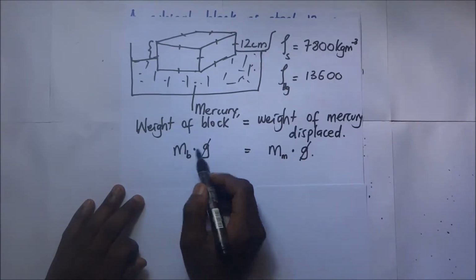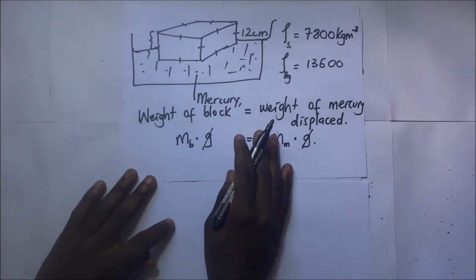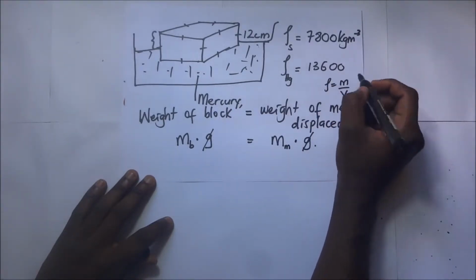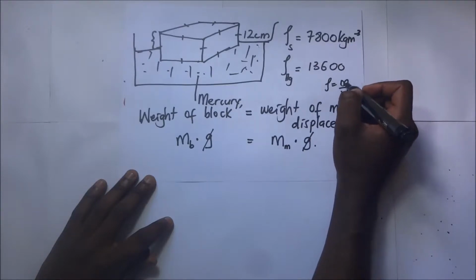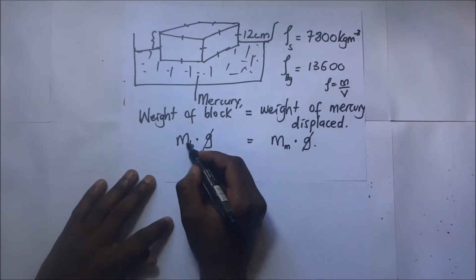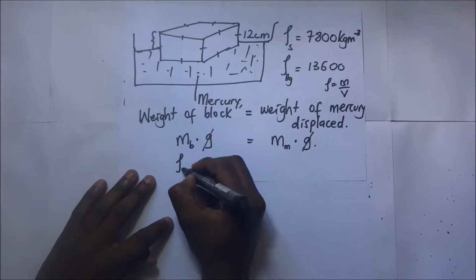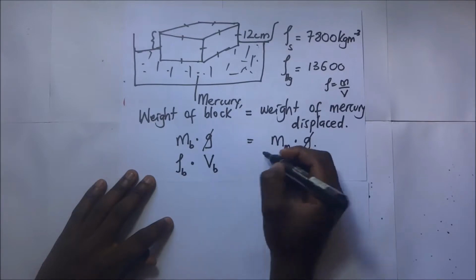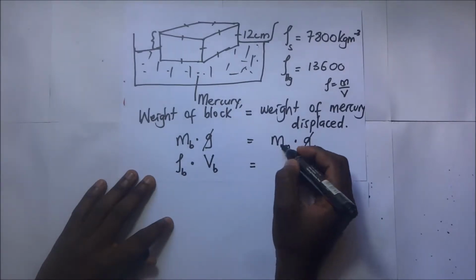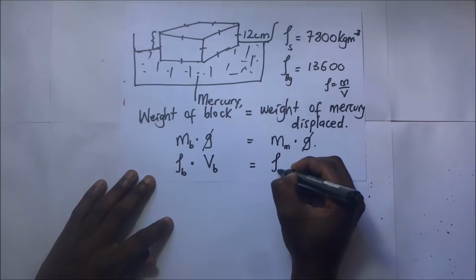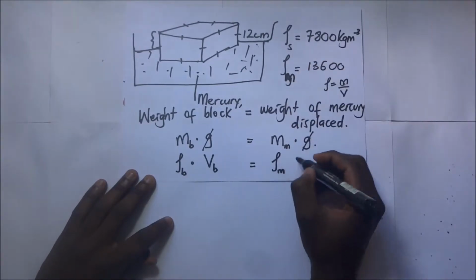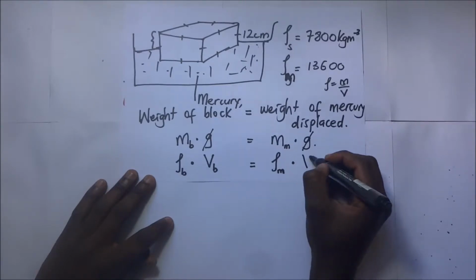So what is the mass of the block? The mass of the block is given by, we know from the formula, density is equal to mass over volume. So if you make mass the subject of the formula, mass is given by density times volume. So the mass of the block is given by the density of the block, multiplied by the volume of the block. This is still going to give us the mass of mercury, which is given by the density of the mercury. Let me call this M.